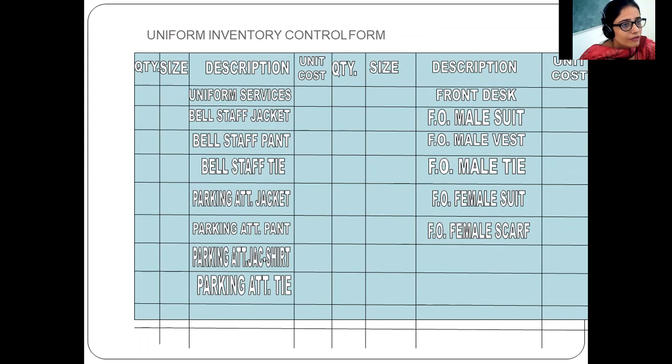Then uniform inventory control form also we have to maintain. In housekeeping, we have to maintain all the records for everything, right? So the same thing, inventory control form, for the uniform also we are using. So quantity we have to write here, size, description, unit cost, right? So this form also we have to fill. Uniform inventory control form.